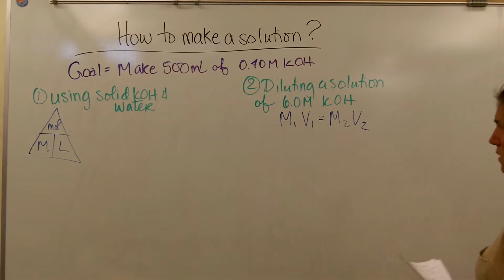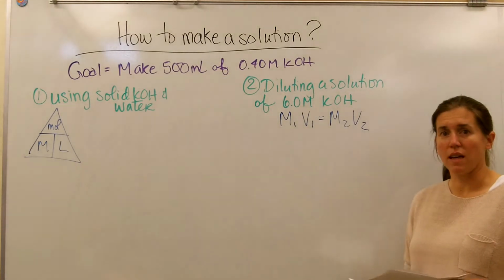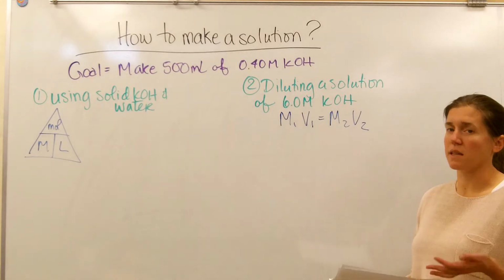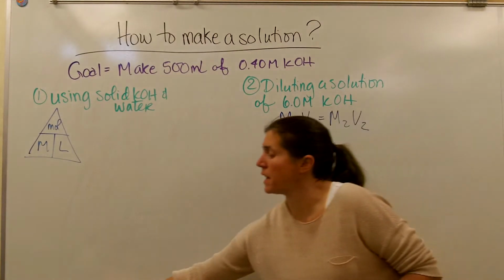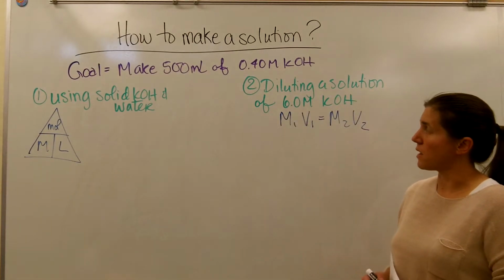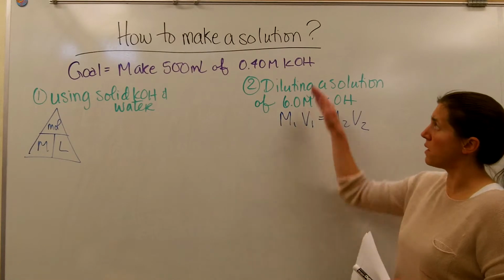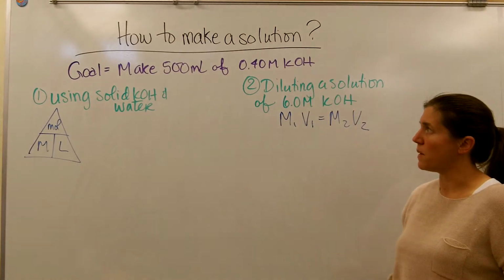All right, so I'm going to talk about two different ways in which you might make a solution. If a question asks you, or in a lab you're asked to make a solution, how would you actually go about doing that? Or how would you explain how to do that in a problem on a test or a quiz? So I'm giving you a scenario here, and our goal is to make 500 mLs of 0.4 molar KOH. That's our goal. There's two different ways we can go about doing this.